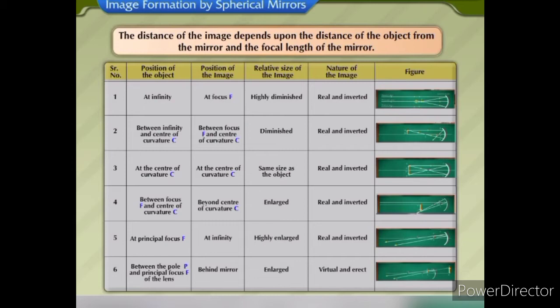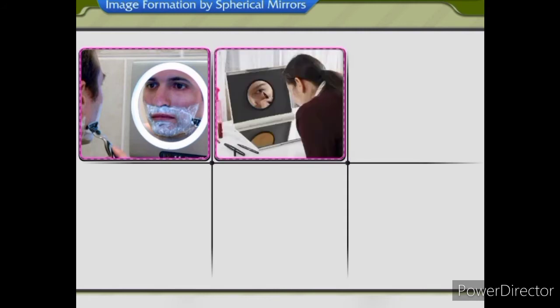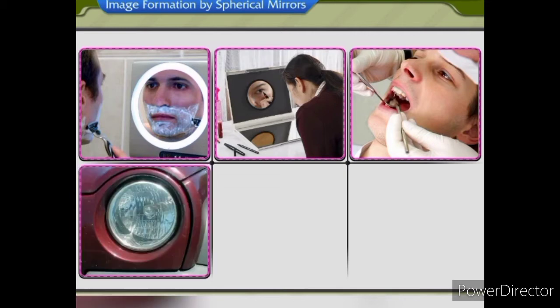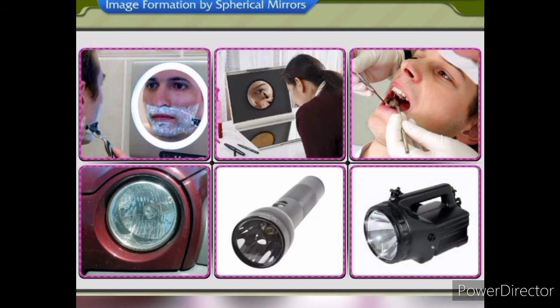Let us see some of the uses of concave mirrors. Concave mirrors are used as shaving mirrors to see an enlarged image of the face. The makeup mirrors are also made up of concave mirrors. Dentists use concave mirrors fitted in a frame with a long handle to see an enlarged image of the tooth to detect the defect in the tooth easily. Concave mirrors are used as reflectors in headlights of vehicles. The reflectors of torches and searchlights also make use of concave mirrors.